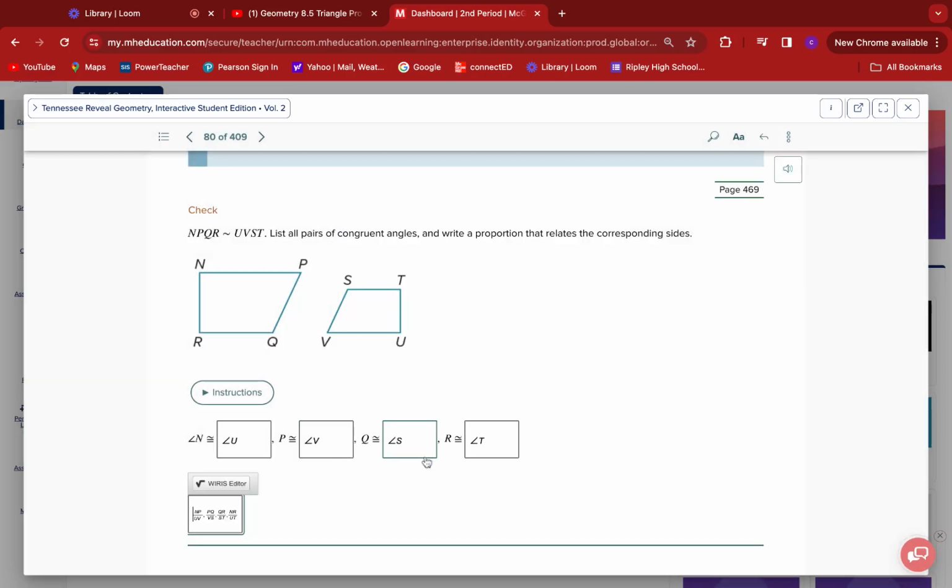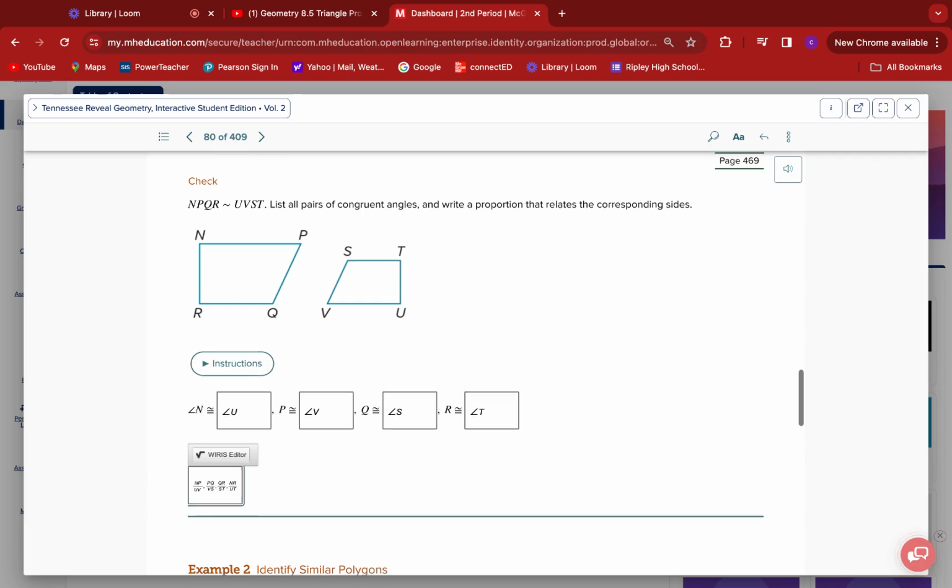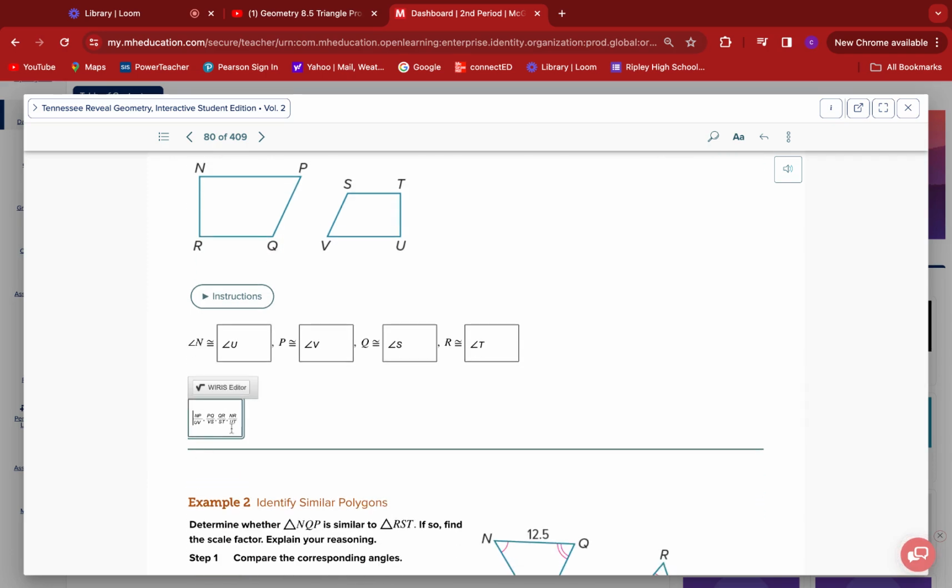All right, there are, oh my gosh, that is so small. Those are our proportional sides. Sorry that's so small, everybody. I'm not sure how to even fix that.